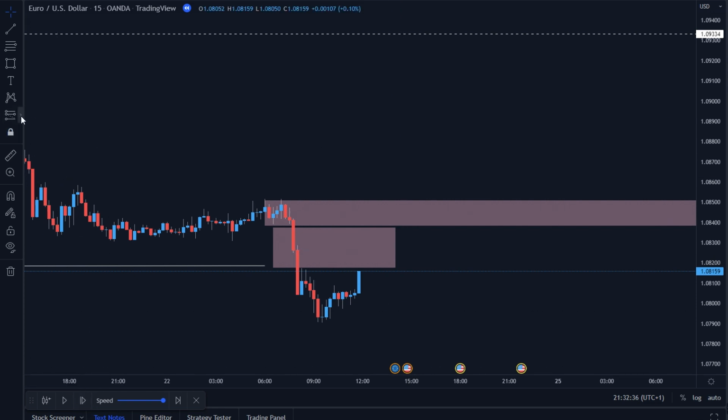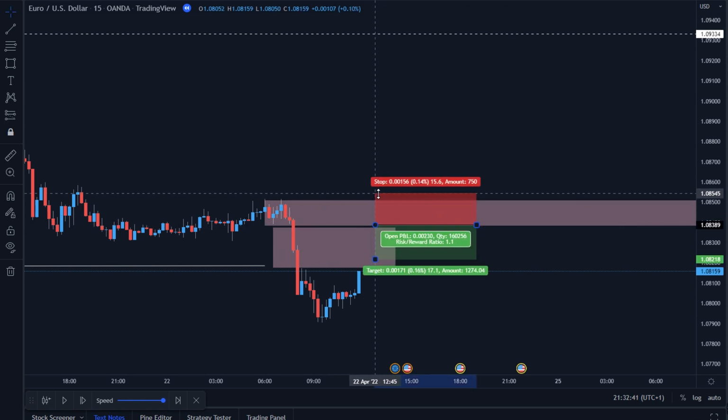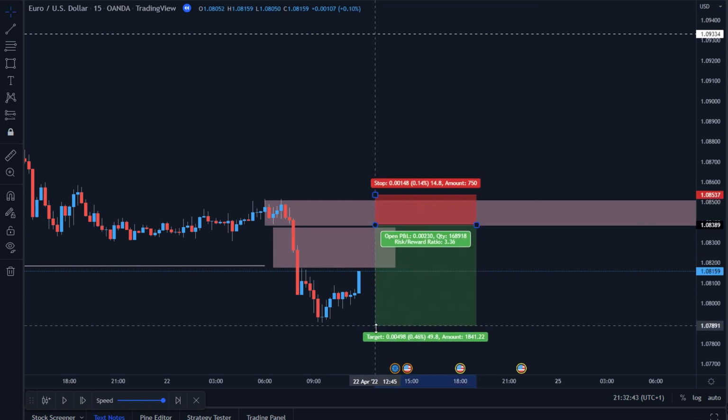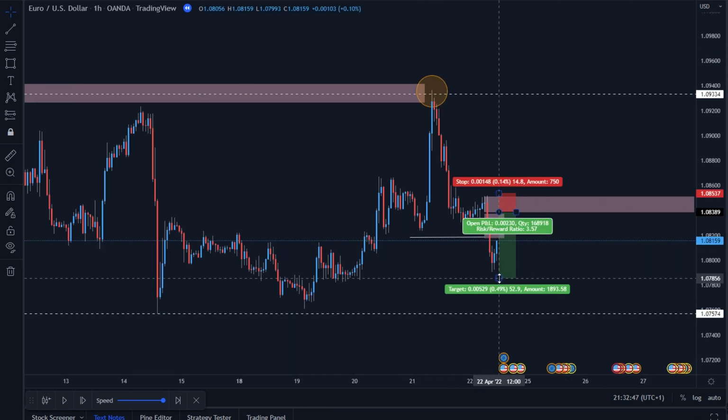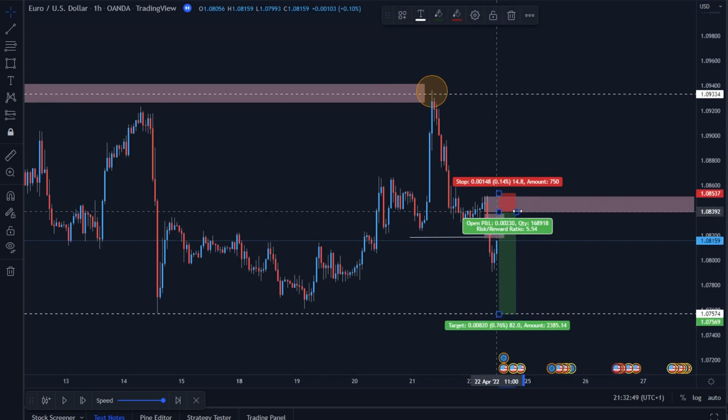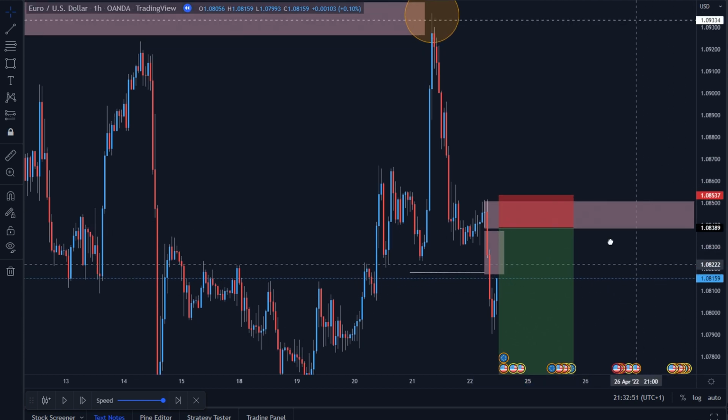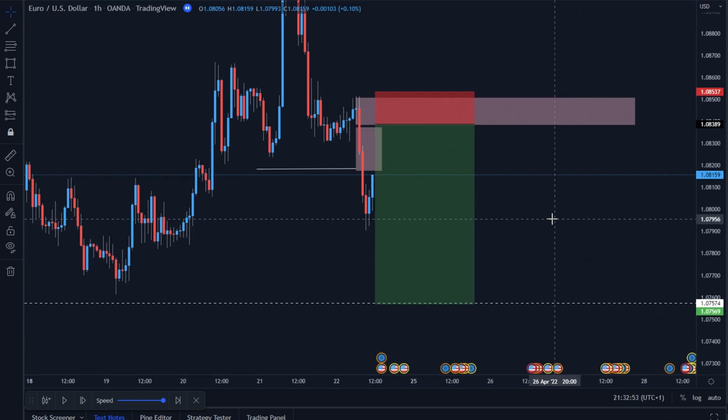I'm assuming when it gets to this area, you've already done some sort of confirmation based entry, and then you would target where? You would target the lows of the week. So something like that. Okay. So everything perfect. So this is the imbalance. Let's see what happens.